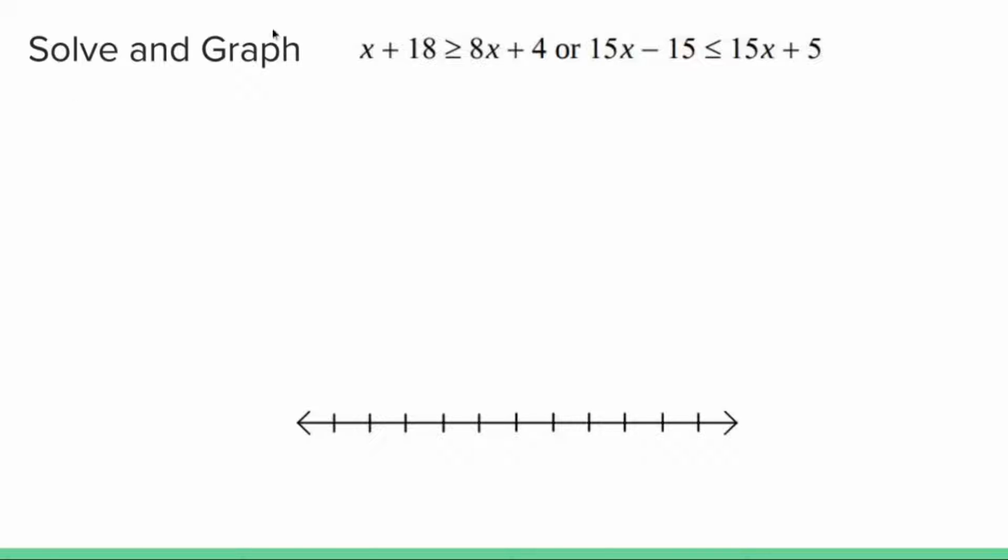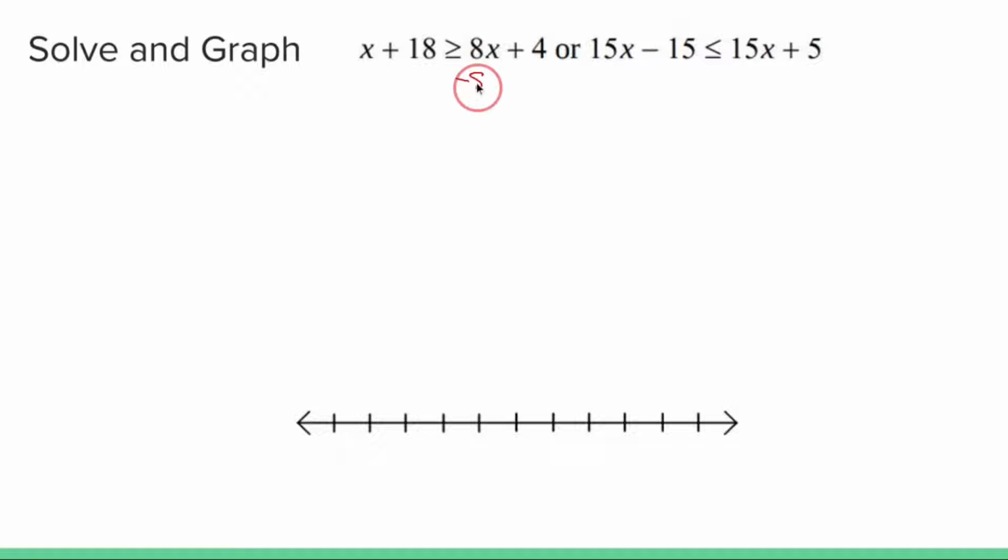What up, what up? We have ourselves a compound inequality that we have to both solve and graph. So whenever you're given a compound inequality, which means here's one, here's another, and it's separated by the word or, this time, you solve each one individually. So let's solve the one on the left.